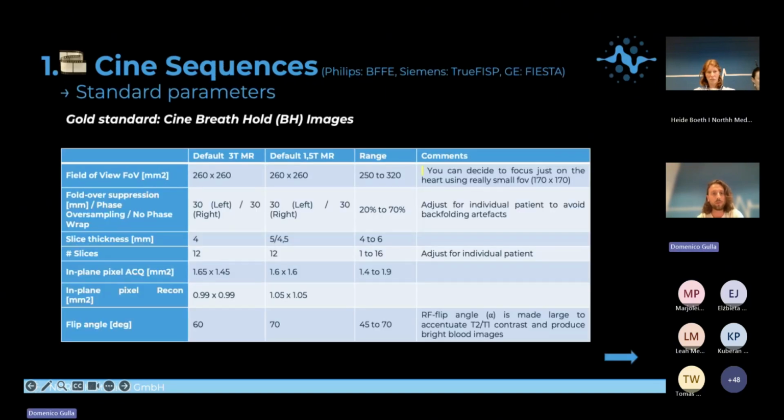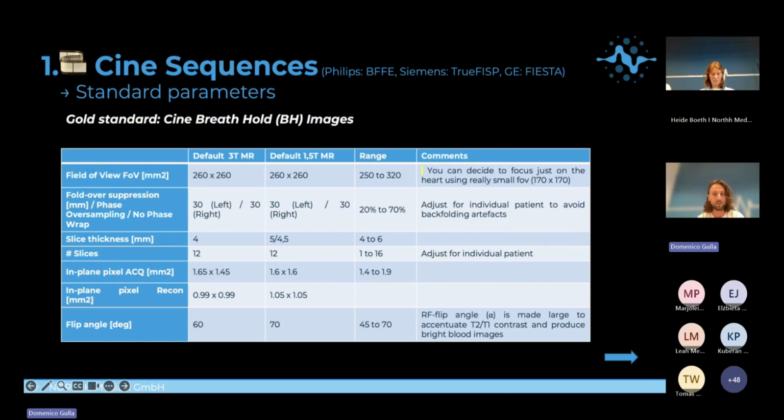Here we are talking about cine sequences, and as I said, the gold standard is breath hold cine. This is what I suggest to customers during my support, on site or remotely. These are all the parameters that we suggest to get really nice image quality for 3T and 1.5 Tesla. Of course, everything is relative. We have a gold standard and suggested parameters, but everything also depends on the request of the clinician.